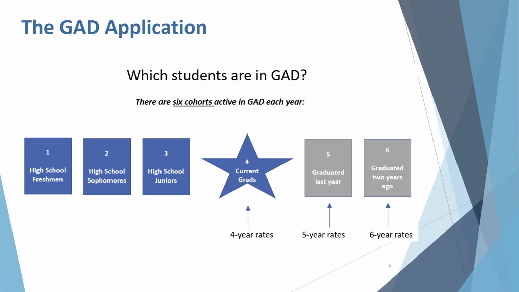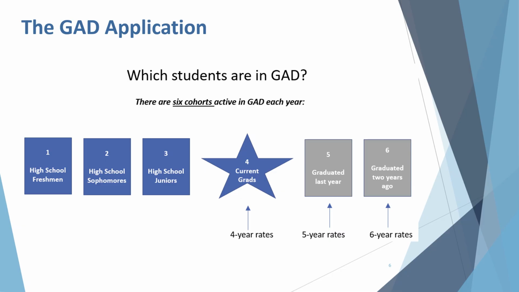The GAD application houses multiple different cohort years, basically representing students reported in 9th grade or higher. So you'll have access to see the high school freshmen, the high school sophomores, the juniors, the current graduates, which make up the 4-year rates, those that graduated last year, which make up the 5-year rates, and those that graduated 2 years ago, which make up the 6-year rates.